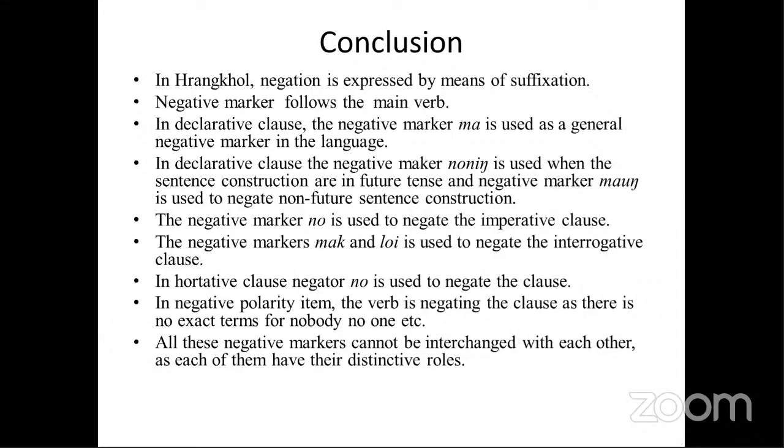In negative polarity items, the verb is negating the clause, as there is no exact term for nobody, no one, etc. All these negative markers cannot be interchanged with each other, as each of them has a distinctive clause.